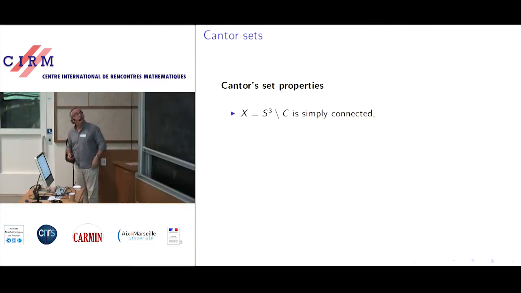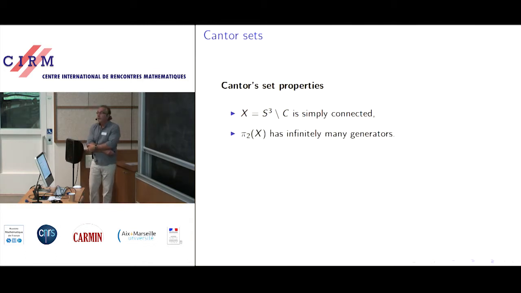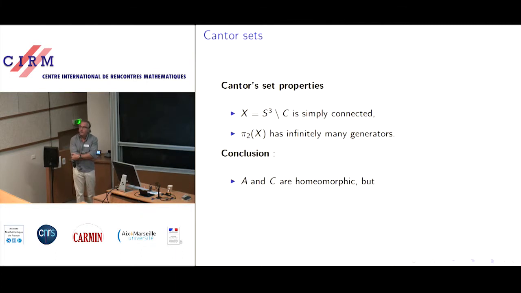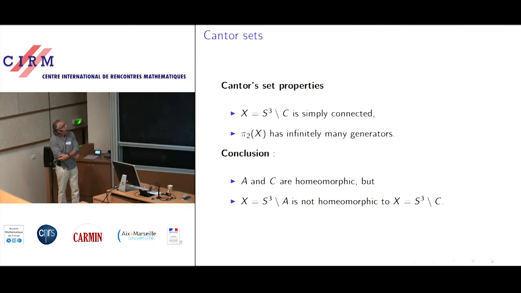So what I'm saying just by looking at the picture is that this Cantor set gives rise to an open manifold, which is the complement, which is simply connected, but has a second homotopy group which has infinitely many generators. Of course, again, it's not a proof, but it's quite clear on the picture. And the conclusion of this is that these two Cantor sets, A, Antoine's necklace, and C, the standard one, are not homeomorphic. Well, they are homeomorphic as Cantor sets. Every two Cantor sets are homeomorphic, but they are not homeomorphic by an ambient homeomorphism.